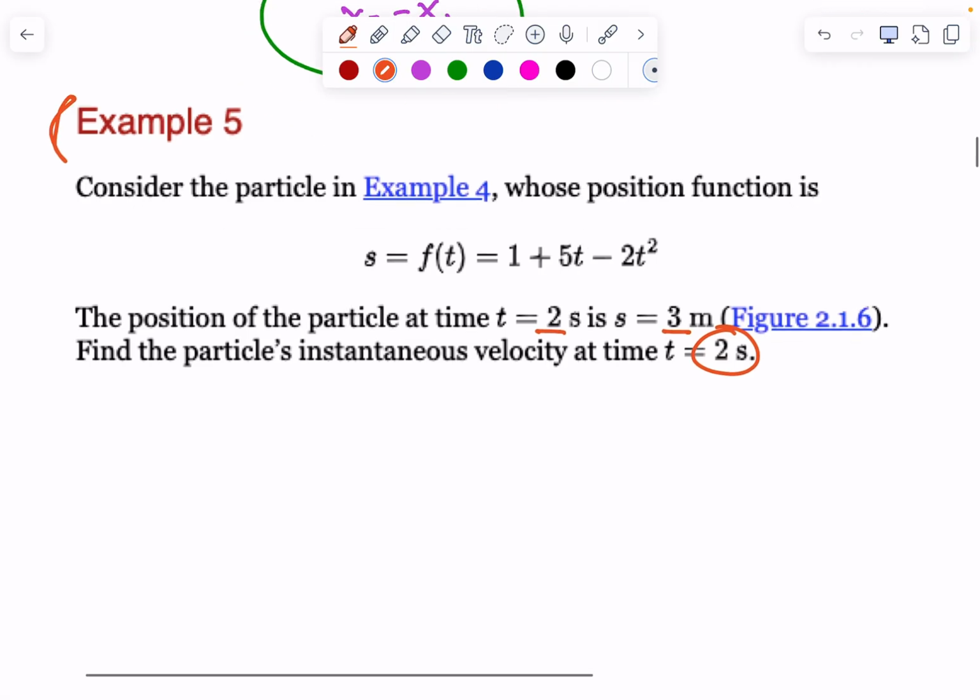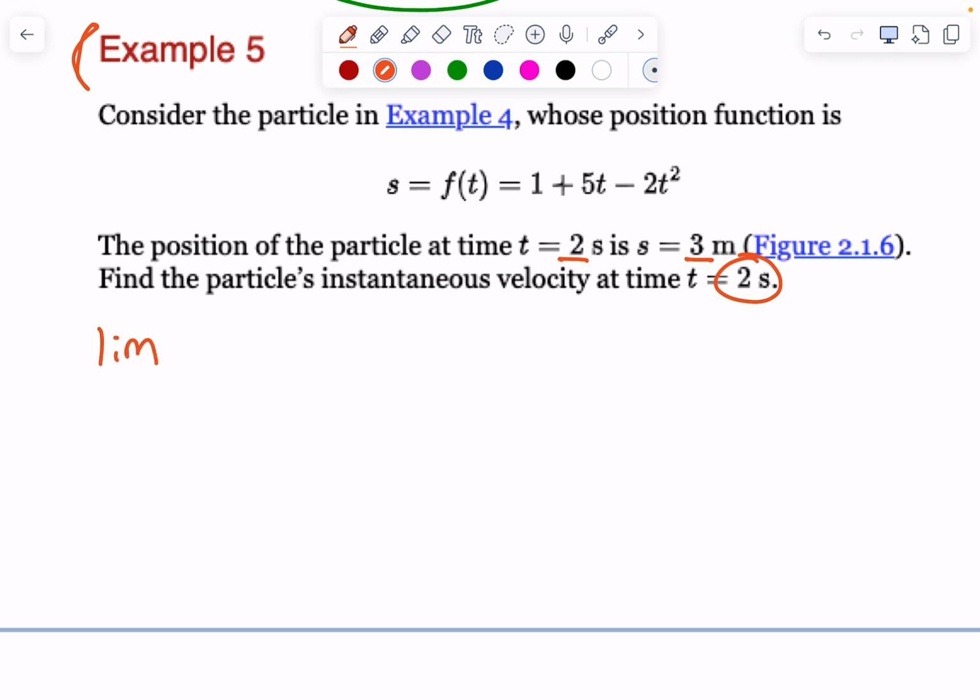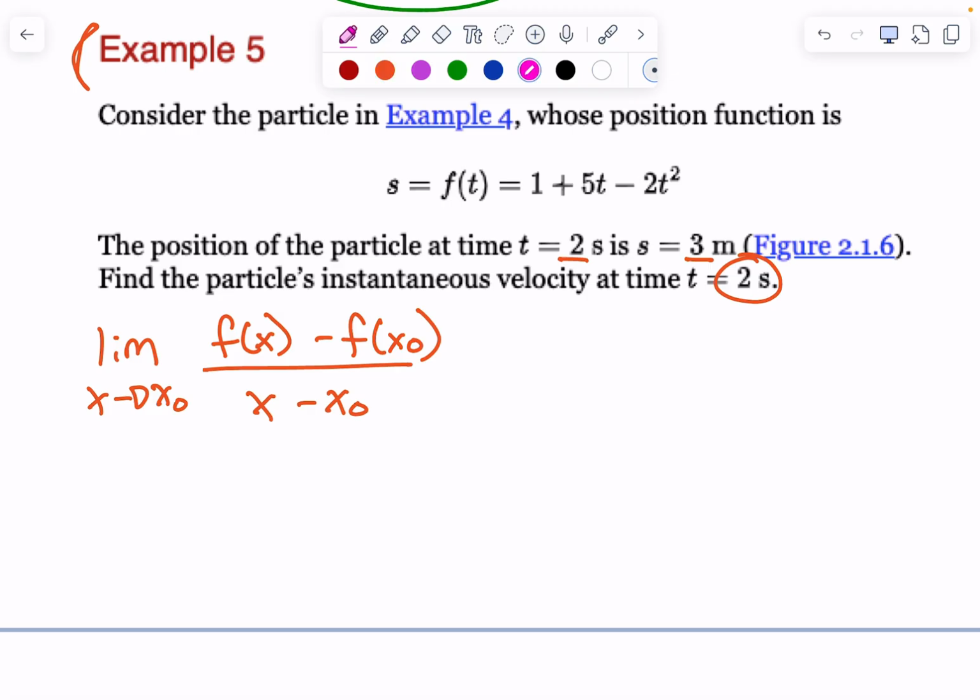So how do I do that? I do that limit thing, right? The limit as x goes to x naught of f of x minus f of x naught over x minus x naught. All right, what is x naught? 2, right? x naught is my 2 value, okay?